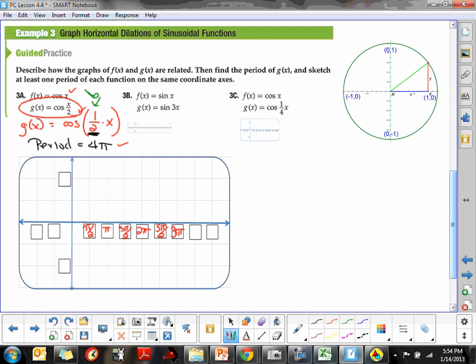So 1/2, 2 halves, 3 halves, 4 halves, 5 halves, 6 halves. This is 7 halves pi. And then by the time we get out to 8 pi halves, that's 4 pi. Okay, so sketching our first curve, the cosine of x.